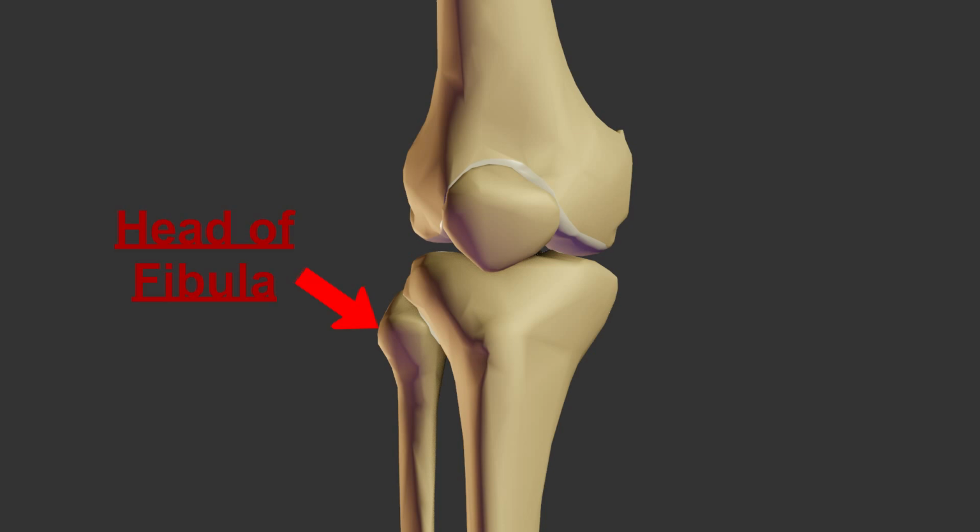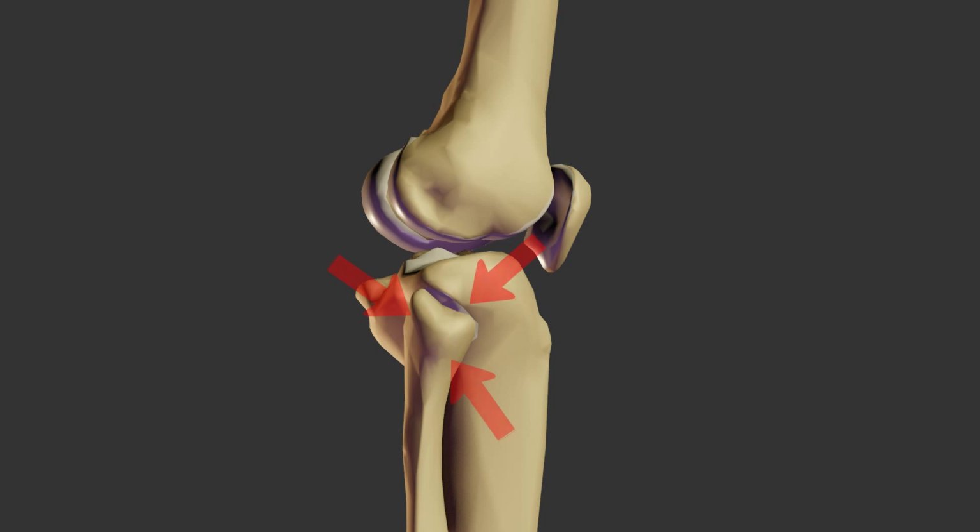Finally, you have the head of fibula. I don't need to explain this one. You can find it on yourself on the lateral side of your knee, typically at the same height as the tib tub. You should feel a bony lump.